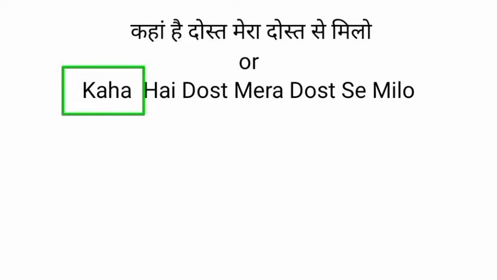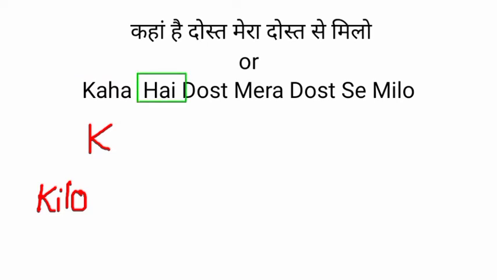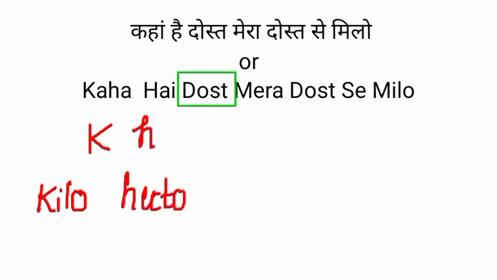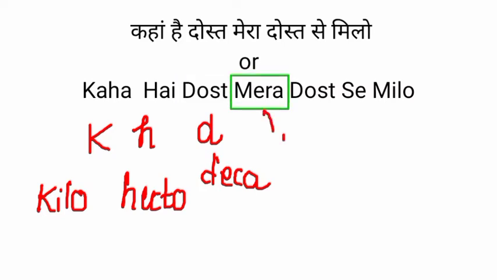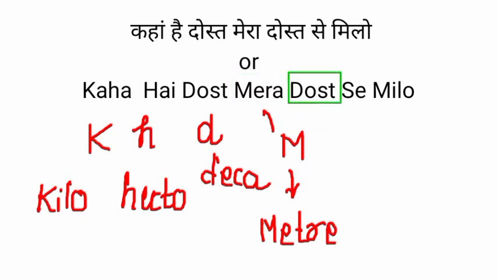Here, kaha, this is starting from K. So write K here. K stands for kilo. Next is kaha hai. Hai is starting from H. H stands for hecto. Next, dost, D. D stands for deca. Next, mera is starting from M. M stands for meter. Now again dost, D stands for deci.